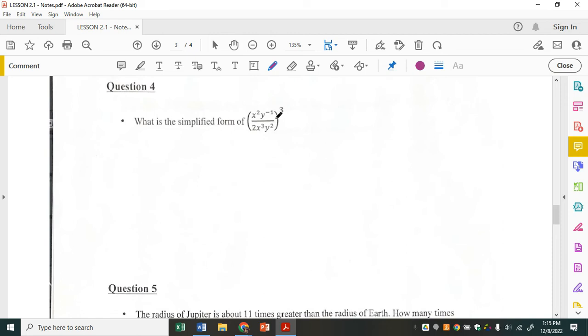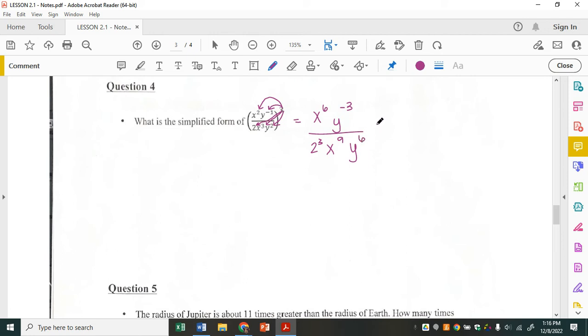You want to distribute the 3? Yeah, I thought that was good. Okay. If we distribute the 3, you have to remember that every single term in this parentheses is getting this exponent. So 2 terms on the top and all 3 terms on the bottom. So on the top, I get x to the what? 6th, y to the -3rd, 2 to the 3rd, x to the what? 9th, y to the 6th.